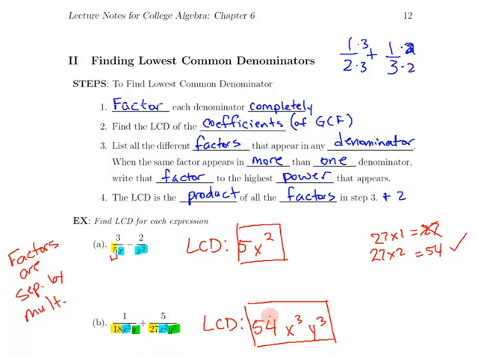The LCD is going to be bigger. Okay, it's going to have more terms in it, more factors I should say, than the original denominators themselves. Notice this one has a bigger number than the 18 and has 2 more y's than the first denominator. So I could multiply the first denominator by, say, 3 and a y squared, and that would turn it into this LCD. So you want something that you can turn the denominators into. That's the important thing.